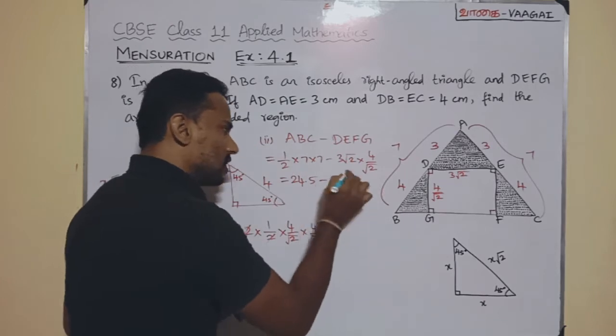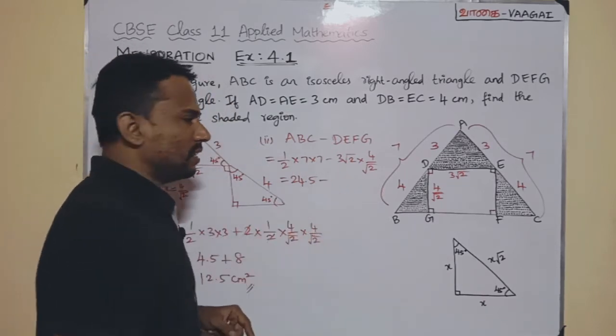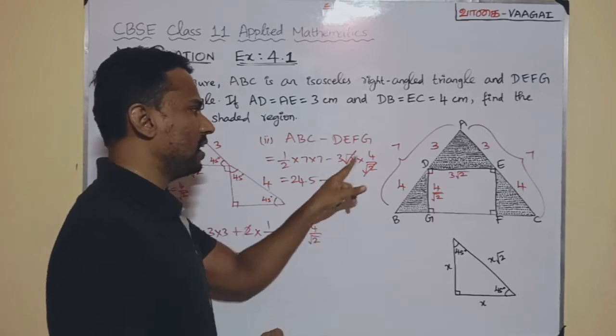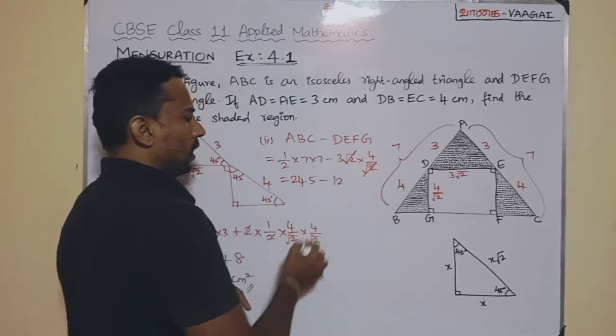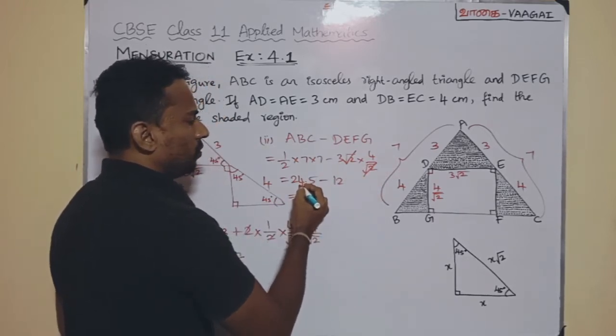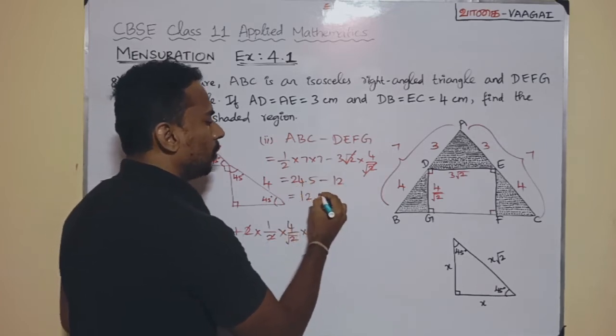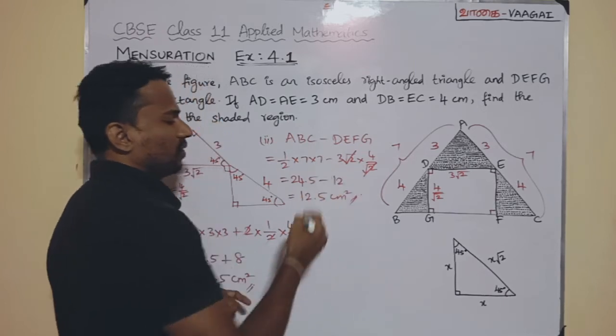24.5 minus. Now this side rectangle's area will be 3 root 2 into 4 by root 2. I can cut this root 2 and root 2. I will be having 3 into 4, which will be 12. Now just do the subtraction: 24.5 minus 12. This gives you again 12.5 centimeter square. That will be the right answer.